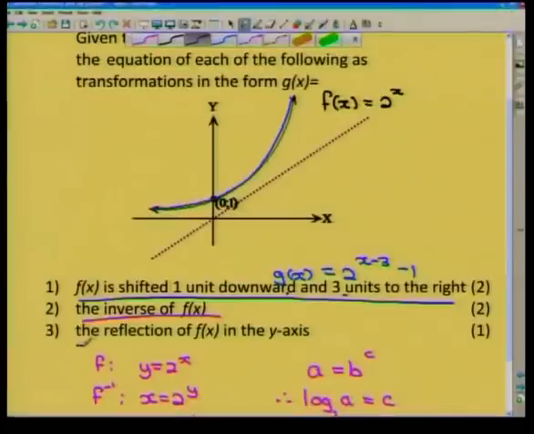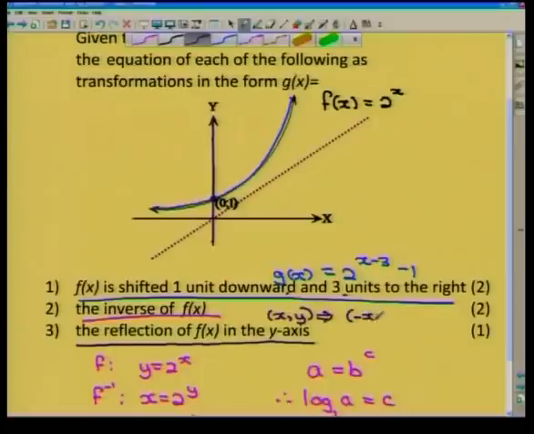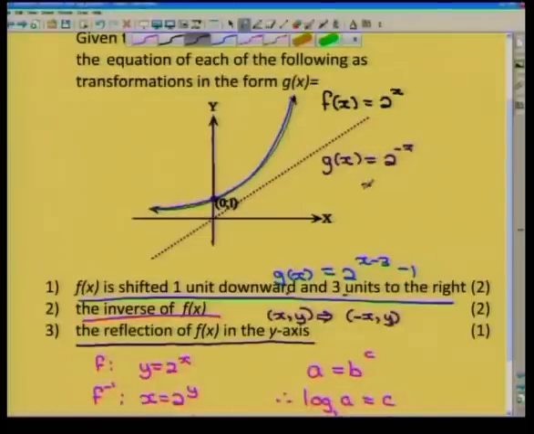The last question says to me, let's use the purple pen, the reflection of f of x in the y-axis. Now, as I said to you, y-axis is not a problem. We have learned to reflect in the y-axis. Our x, y becomes minus x, y. So all that's going to happen to my graph of f of x is the sign of x will change. So over here, we would say g of x equals 2 to the minus x. Now, this is the same as saying a half to the x. But I think that's easier to understand what's going on.